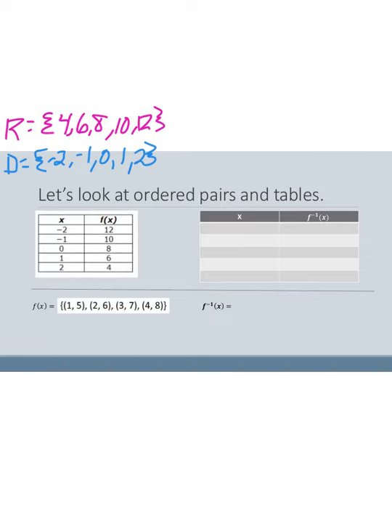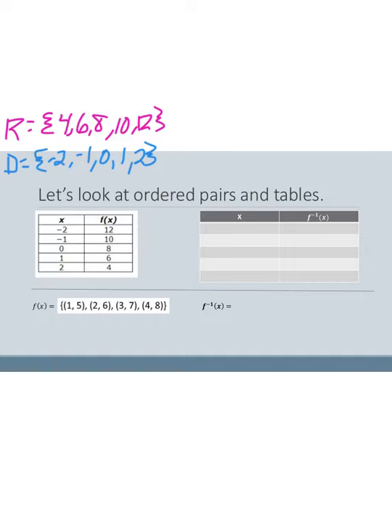Okay, so when you look at lists of ordered pairs, the first thing you want to look for to determine if it's a function is look at the x values. Do any of the x values repeat? No. So since the x values don't repeat, yes, this is a function. And your reasoning is because the x values don't repeat. We can't use a vertical line test on this because it's not a graph.